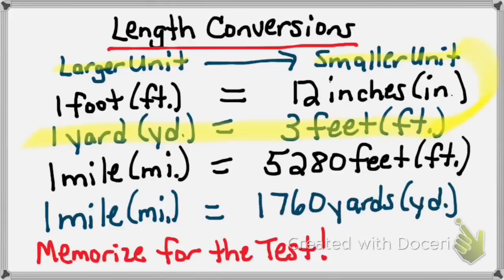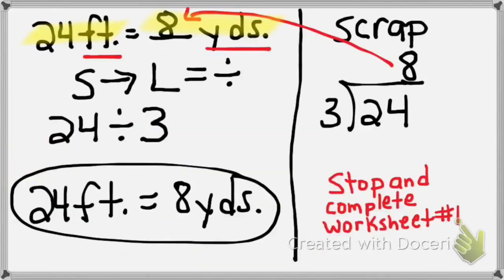I see that my feet are the smaller unit, my yards are the larger unit. So go back to my problem: feet is small, yards is large, so it's small to large. Look back at page A in the Chapter 10 packet. Small to large means we divide.